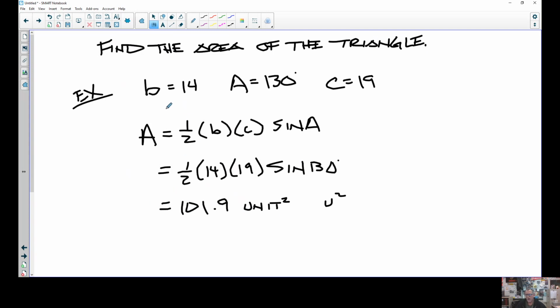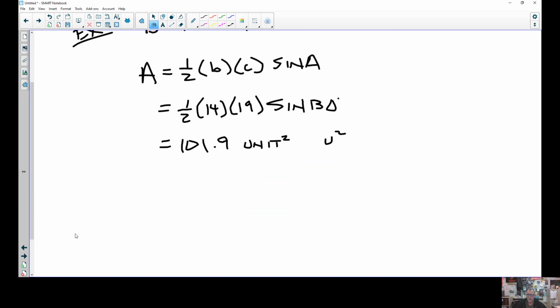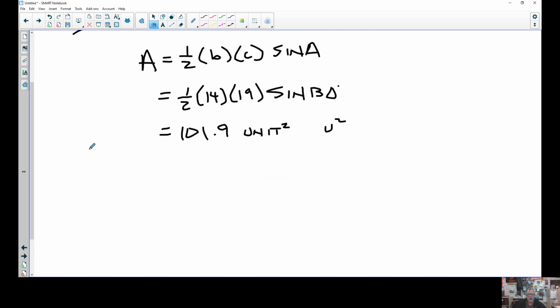Once you get the idea of what you have, then you just got to remember the formula, plug it in, and go. It goes pretty fast. These are not long, drawn-out problems where we need a lot of extra pieces. Let's see. Let's do another one. We give you A equals 28, B equals 18, and C equals 25.